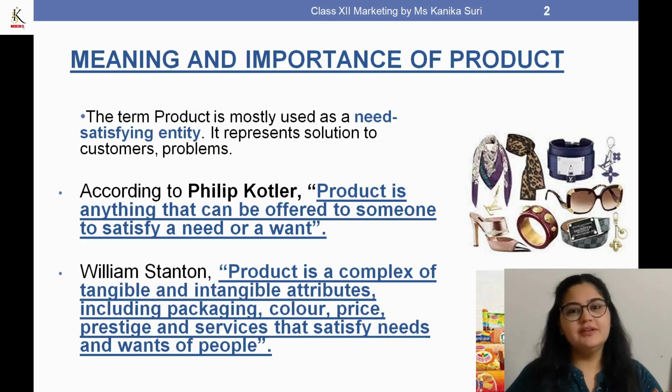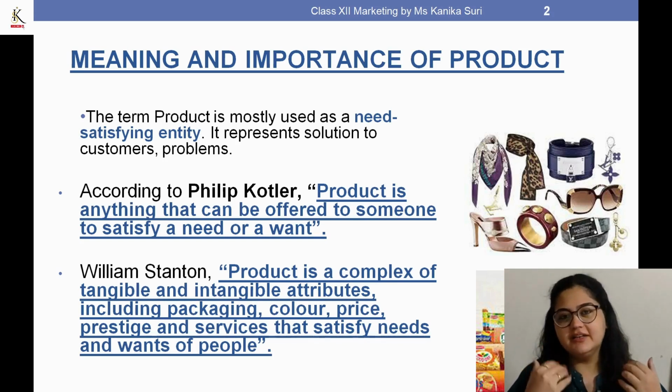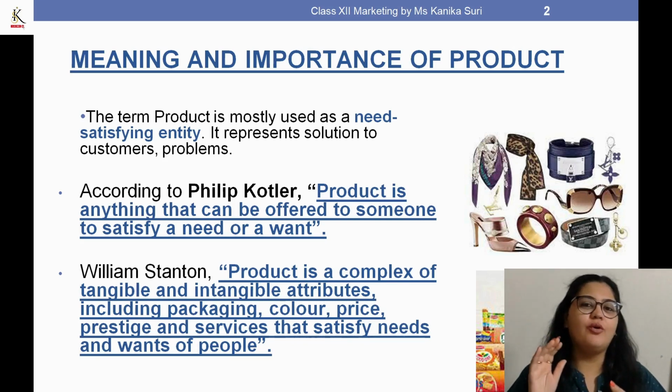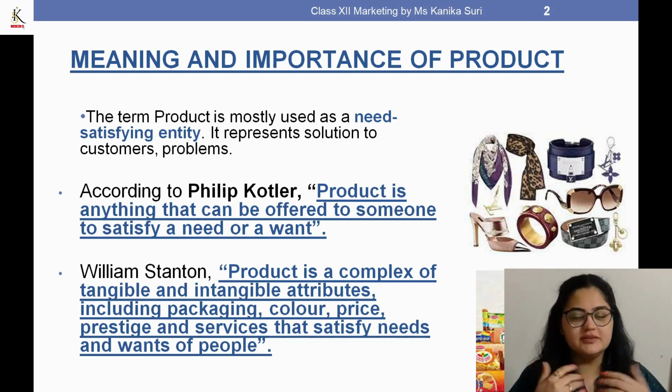So first of all, we will see what is the meaning and why is a product important to us. Basically, a product is anything which satisfies our needs. For example, if I am thirsty, मुझे पानी पीना है, then what will I require? Water, of course, or maybe some kind of aerated drink. So for me, purchasing that bottle of water or purchasing that bottle of Coca-Cola will be a product for me which is going to satisfy my needs and wants, right? So the term product is mostly used as a need satisfying entity.